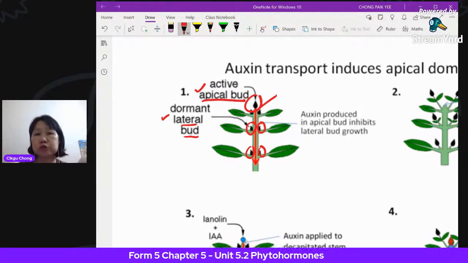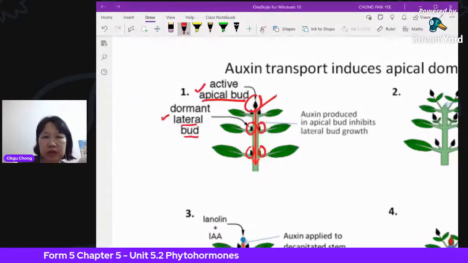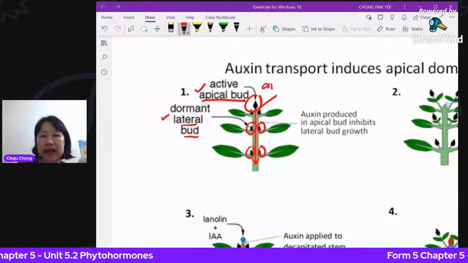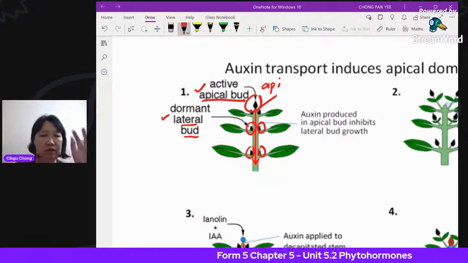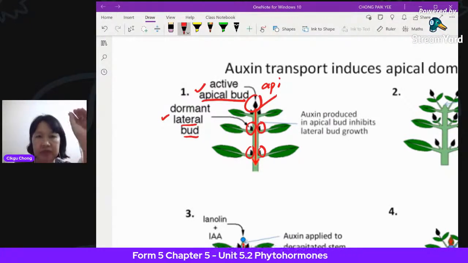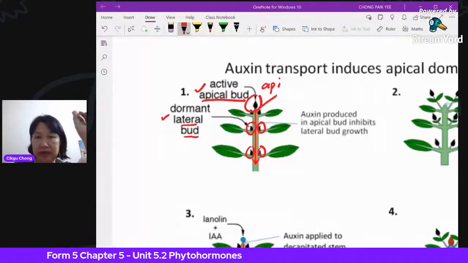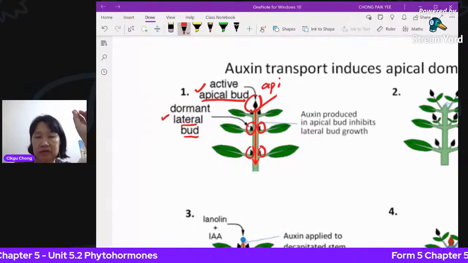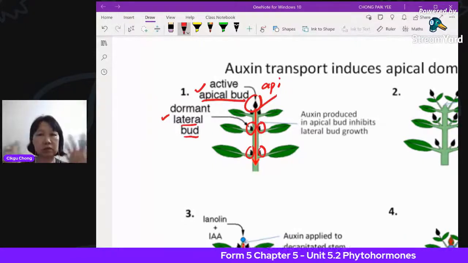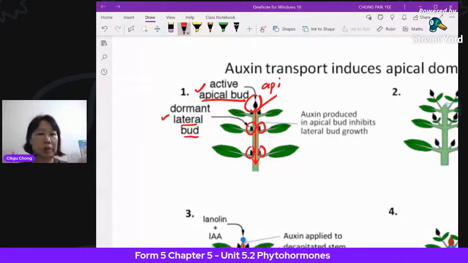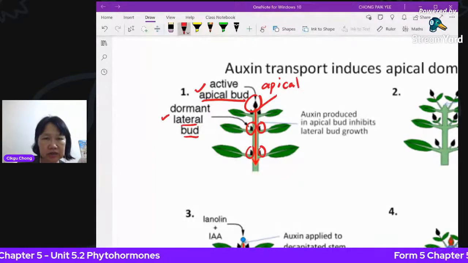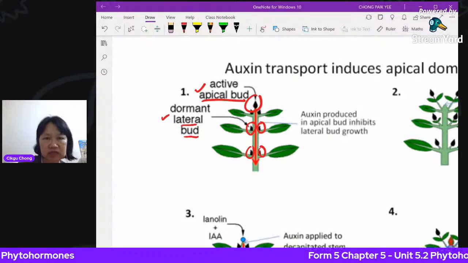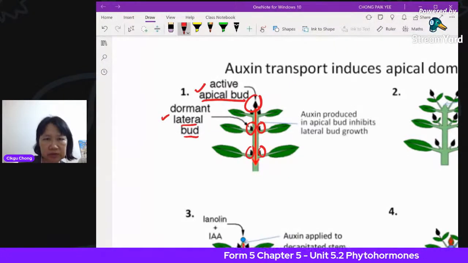So this exhibits apical dominance. Dominance means it controls. When you have the apical bud up there, auxin is produced at the meristem there. It flows downwards and it's going to stop the lateral bud from growing. So that means you don't see a lot of branches coming out. This is what I wanted to write: auxin is from here. Auxin is being produced.